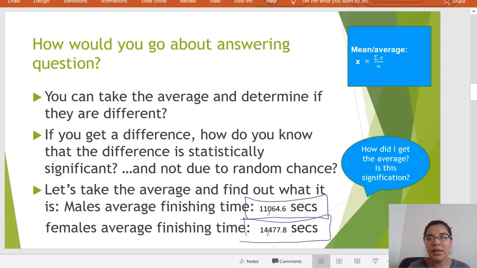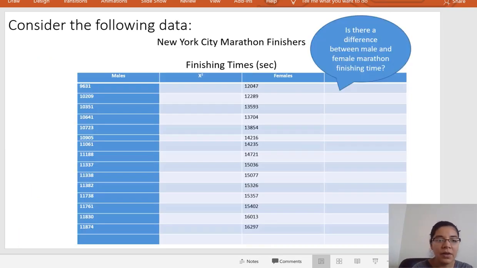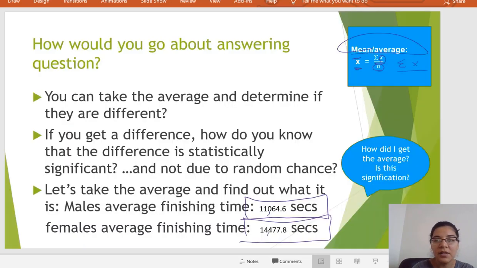The average, also called the mean, is the sum of each data point, x̄. That should have a little bar there. It's the sum of each data point for males over the sample size n. How do we know our sample size? We count how many male data points we have here. If you count, you have 15. So we go to the 15 mark.